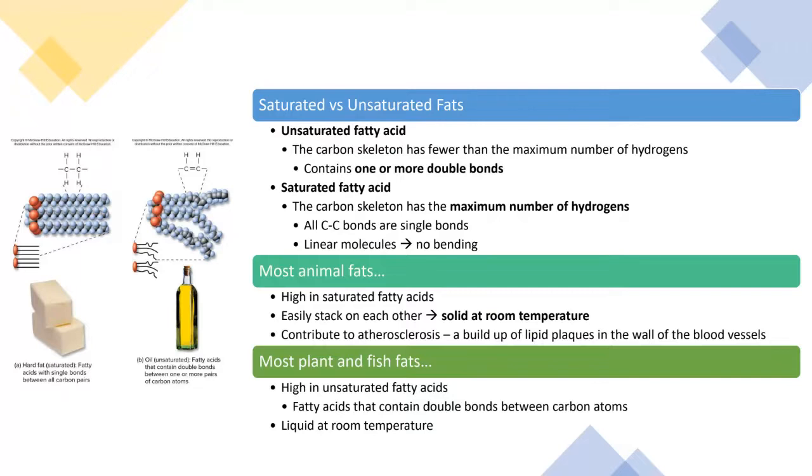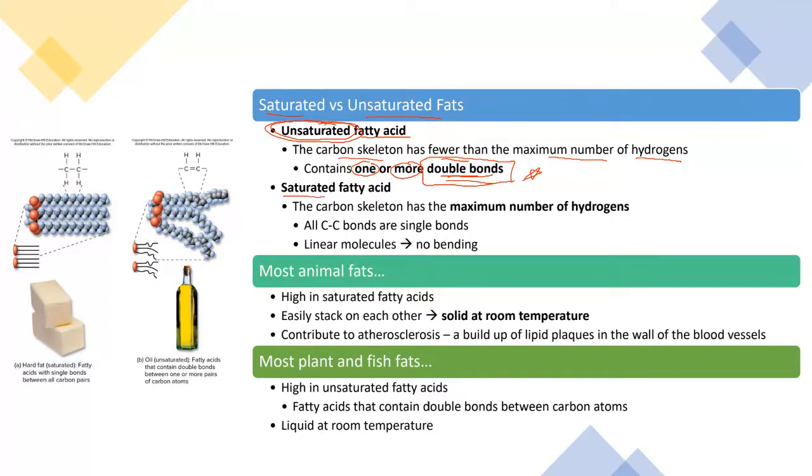Okay, so now let's go into what is saturated versus unsaturated. Saturated fats versus unsaturated fats. It has to do with the fatty acids. Now, what is an unsaturated fatty acid? It's when the carbon skeleton has fewer than the maximum number of hydrogens. In other words, when it has one or more double bonds, that is the key word. So if a fatty acid has double bonds, it is considered an unsaturated fatty acid.